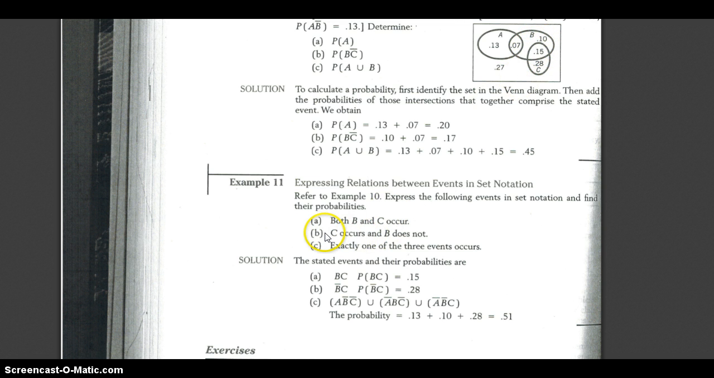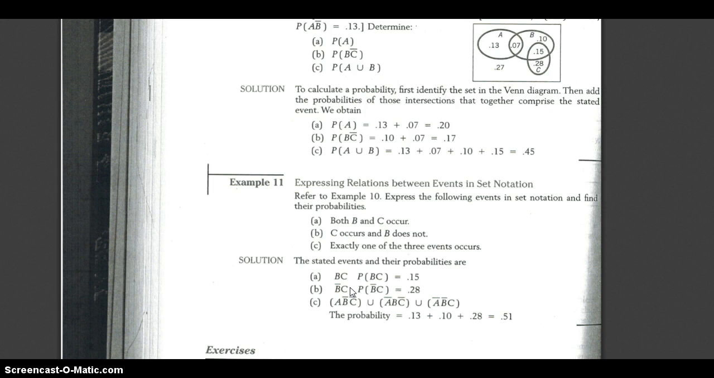And next part, second question: C occurs. So we write down the letter C, and there's no symbol for that. B does not occur. Does not occur means B bar. You can also write C B bar. That's also the same thing.